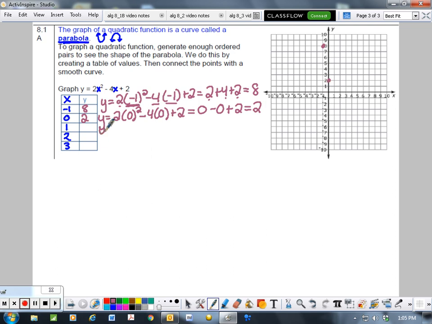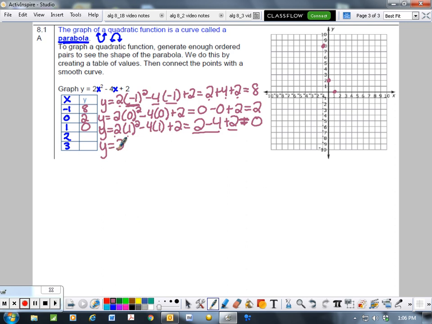Now we plug in y equals 2 times 1 squared minus 4 times 1 plus 2. 1 times 1 is 1. So now we have 2 times 1, which is 2. Minus 4 times 1, which is 4, plus 2. So this gives me -2 plus 2, which is equal to 0. So now I graph the point 1, 0. And then I go on.